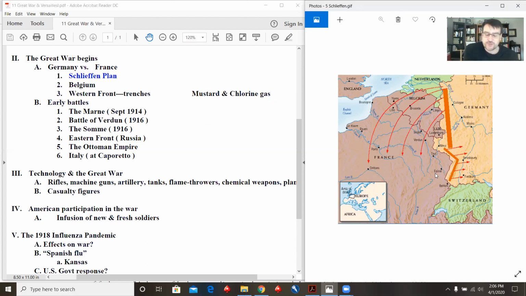Upon violating the neutrality of Belgium, this brought the British into the war. The British, historically independent from Europe, had a treaty with Belgium that should Belgium be invaded, the British would come to their aid. Why?